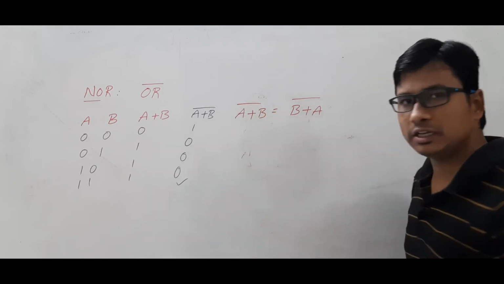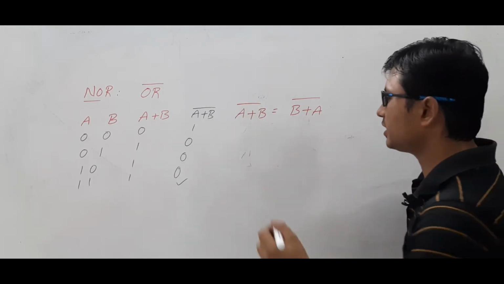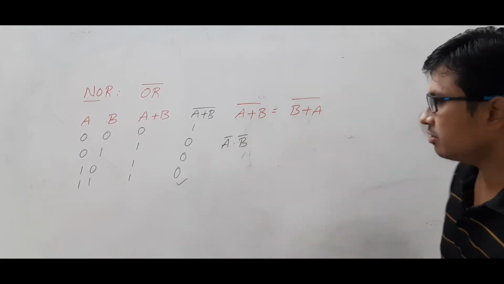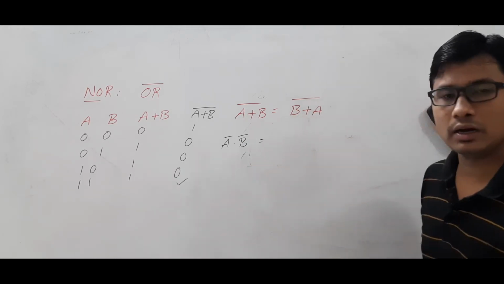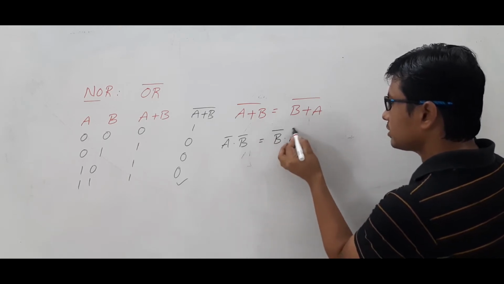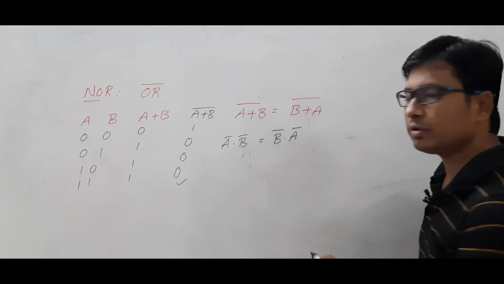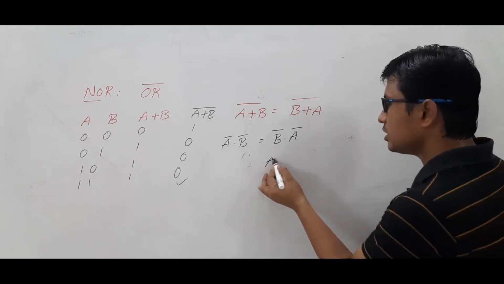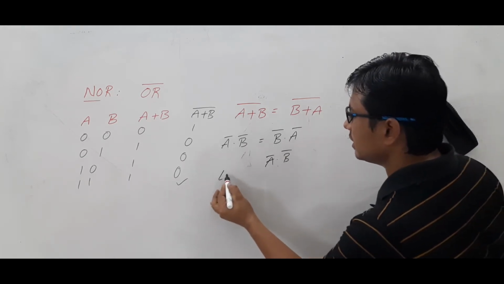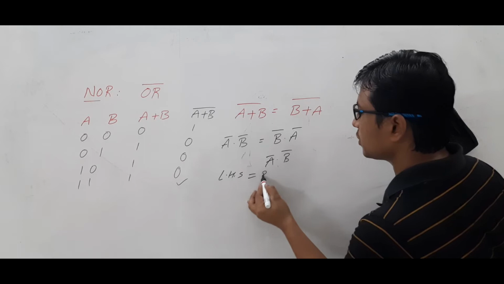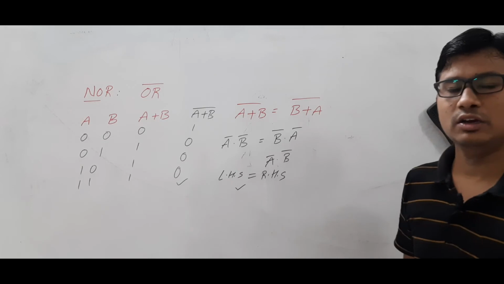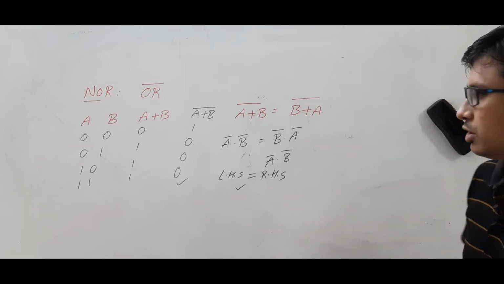Now I can apply De Morgan's law. It will bring A's complement and B's complement, which is equal to, doing De Morgan's law for the RHS also, B's complement and A's complement. Can I write B's complement and A's complement as A's complement and B's complement? Yes, I can write it. So I can say that LHS is equal to RHS. Am I right or wrong? So I can say that it is satisfying the commutative property. Are you able to understand it or not?